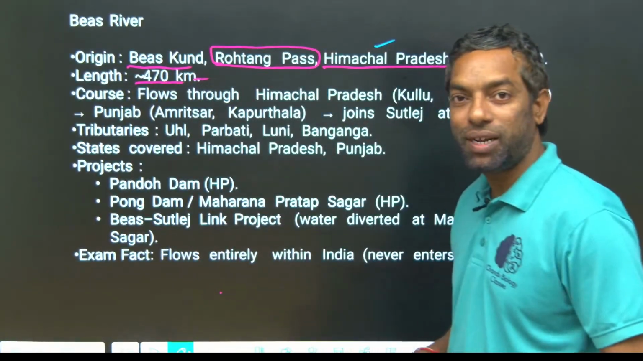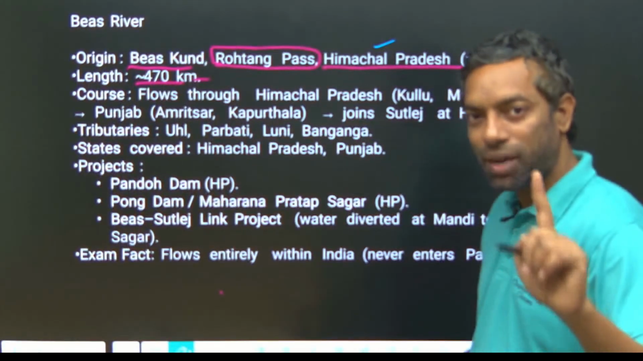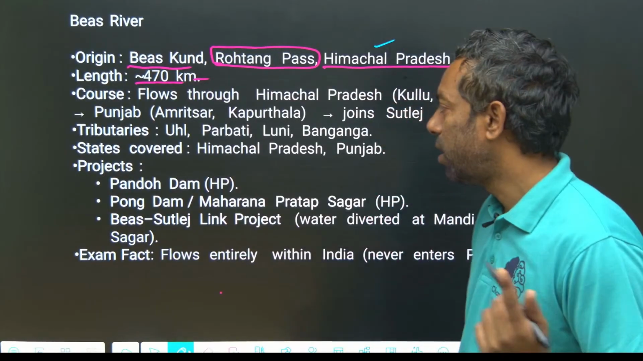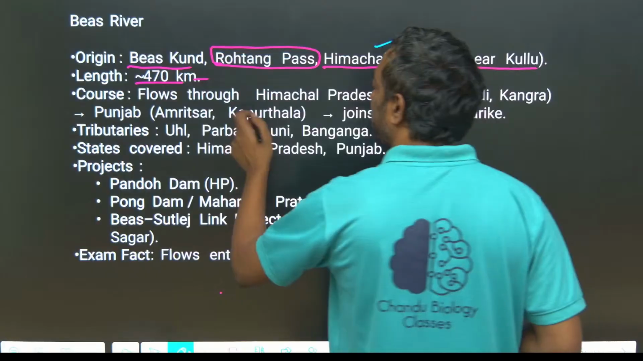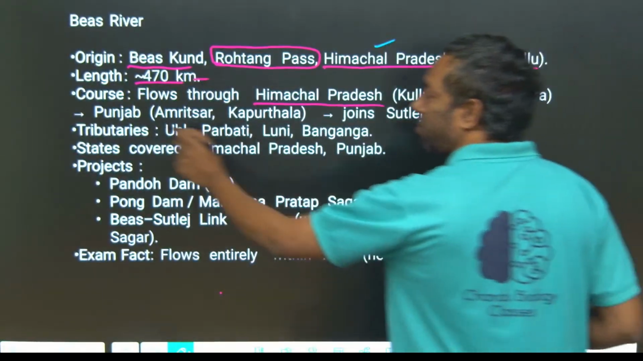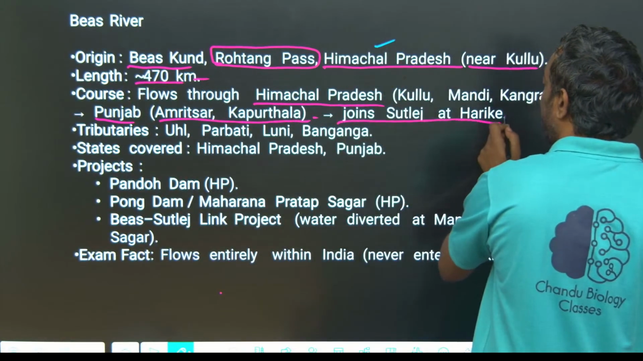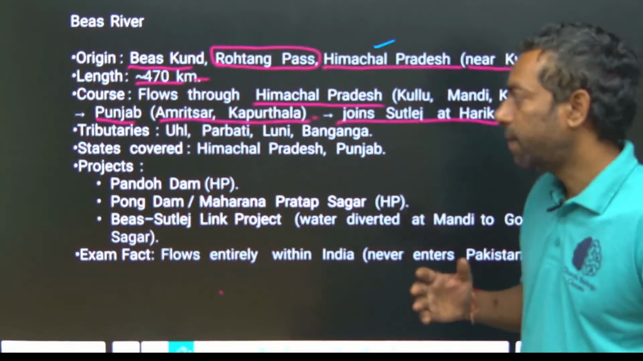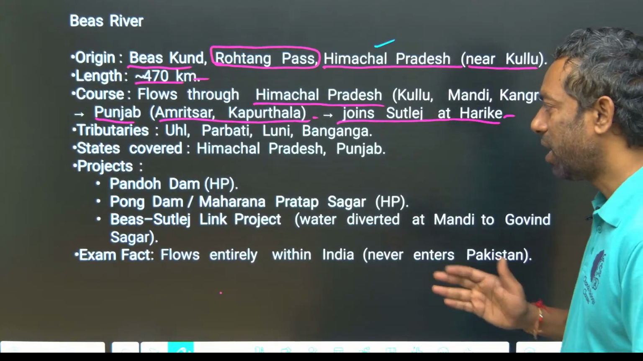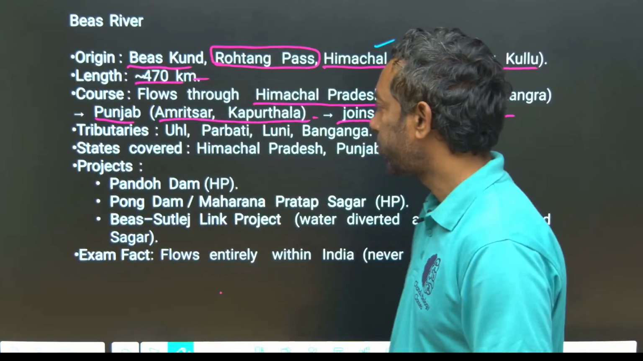Satluj is 1450 kilometers, 1000 kilometers longer than Beas. Satluj is longer than Beas. Its course: it flows through Himachal Pradesh, Kullu, and reaches Punjab, Amritsar, and joins the Satluj at Harike. Tributaries of Beas, they don't ask you. Beas is a tributary of the Indus, that is enough.